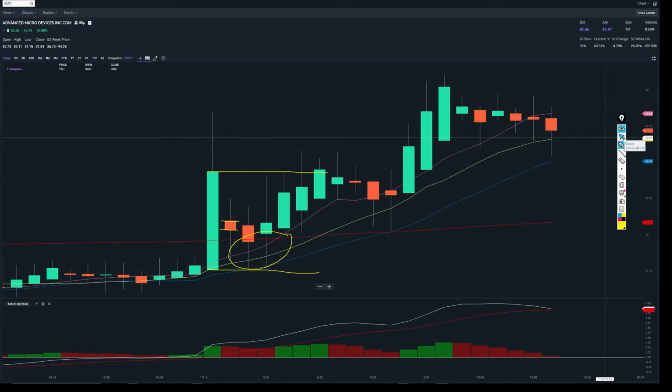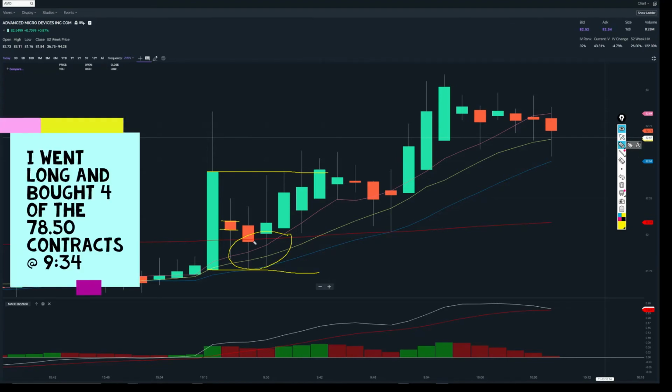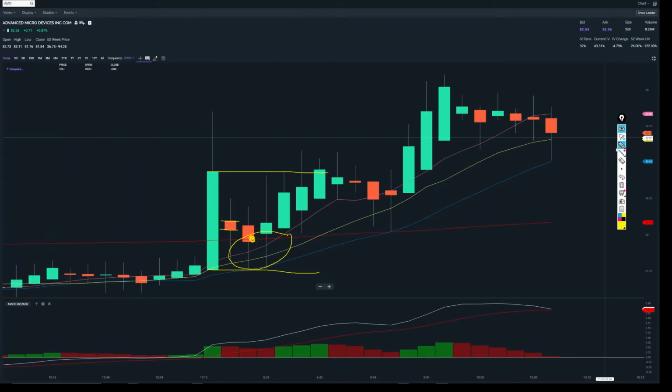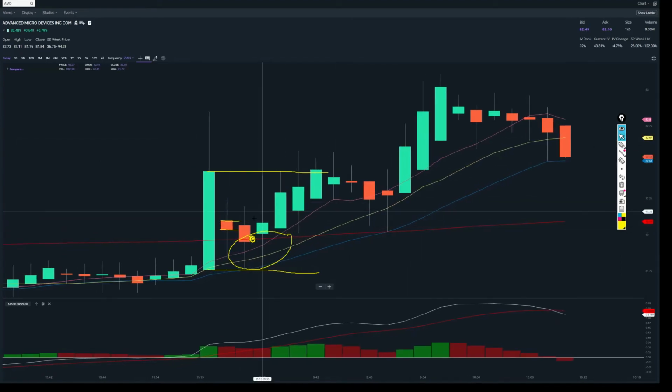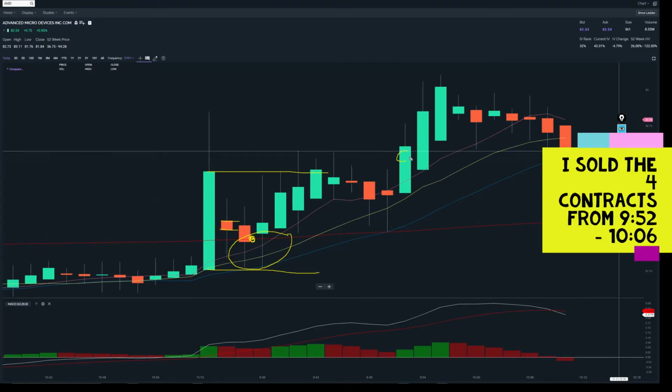We went in at 9.34. So that's in this bar here. We started our trade here. And we started to sell at 9.52. Let me move this back over. So we sold our first couple here, or one at a time. So one here, another here, and the last two up here somewhere. So we sold in this range here.